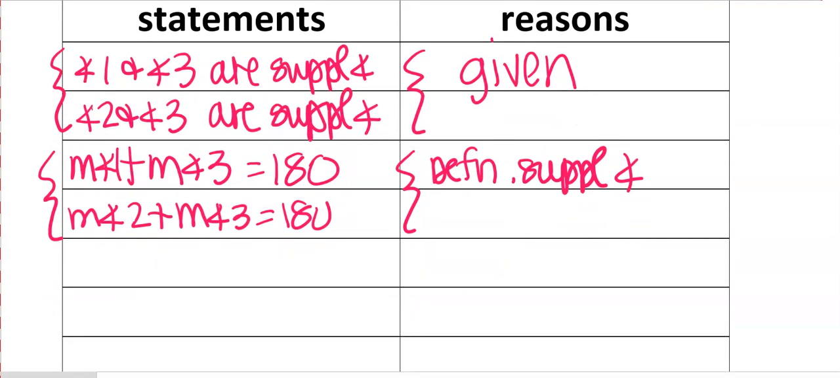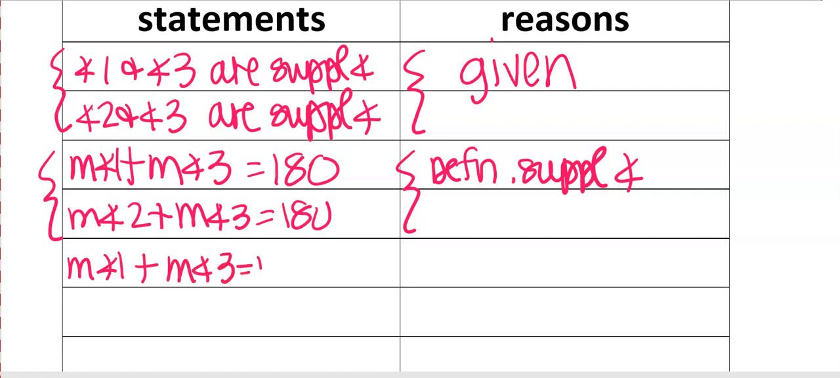Okay, now that we have two things, does this kind of look like the last one that we did? We had two things that both equaled 180, so we can set them equal to each other. So measure of angle 1 plus measure of angle 3 equals measure of angle 2 plus measure of angle 3. And that I would call substitution. The book would probably call that transitive.